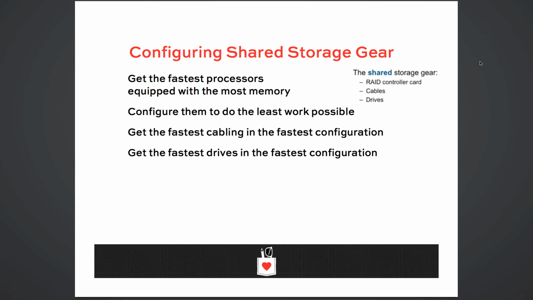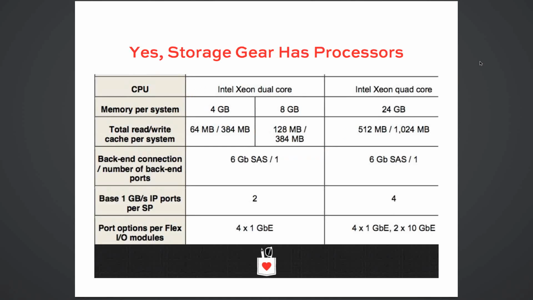And it's funny when I think about getting the fastest processors equipped with the most memory possible, what does that really mean? Well, storage gear has CPUs just like your SQL Server. This is a screenshot out of EMC's documentation for one of their VNX processors. Notice that it has just plain old Xeon dual-core and quad-core processors. Yes, dual-core and quad-core. I bet you're not even installing SQL Server on dual-core processors anymore, and yet you're dealing with storage that may have just plain old dual-core processors with hardly any memory in it.